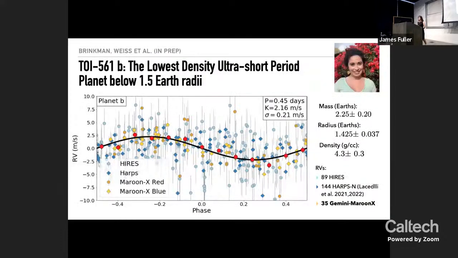My PhD student, Casey Brinkman, has significantly improved the mass measurement of this planet using Gemini's new precision RV spectrograph, MAROON-X. She obtained the most precise RVs yet of TOI-561, which are shown in the yellow. You can see how much lower the scatter of the yellow points is than the blue. And by combining all of the existing RV data, she got a mass of just a little over 2 Earth masses with just 10% uncertainty in the mass. This does indeed correspond to a low density planet consistent with either an iron poor composition and also quite possibly a volatile envelope, which would make it the only sub-1.5 Earth radius planet with a volatile envelope yet discovered.